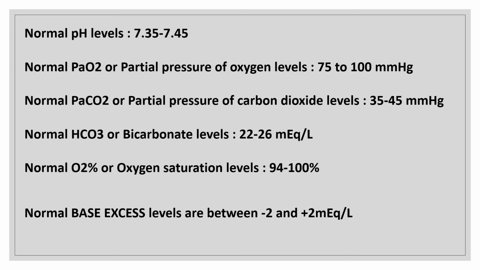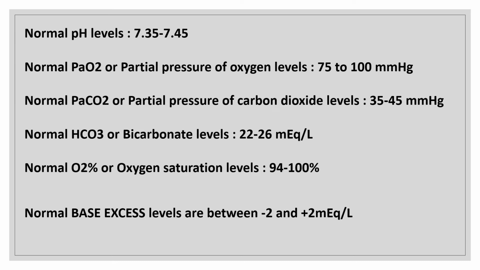Okay, so now normal levels. See part 1 for a more in-depth explanation of all these values. Normal pH is 7.35 to 7.45. Normal PaO2 or partial pressure of oxygen levels is 75 to 100 millimeters of mercury. Normal PaCO2 or partial pressure of carbon dioxide levels is 35 to 45 millimeters of mercury. Normal HCO3 or bicarbonate levels is 22 to 26 milliequivalents per liter.